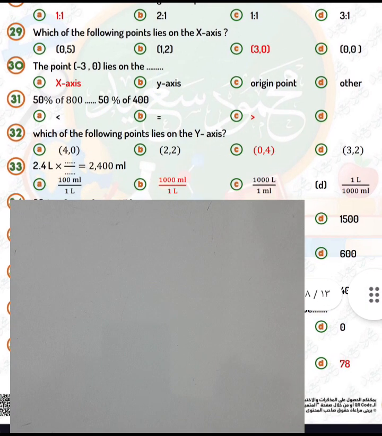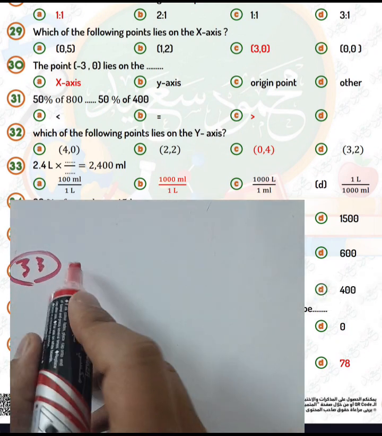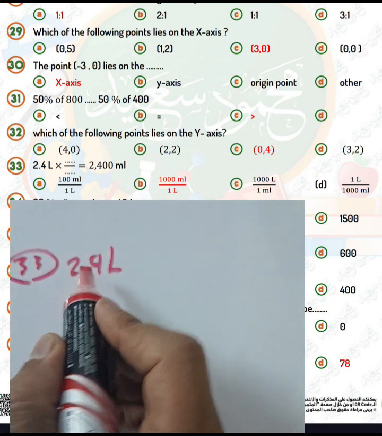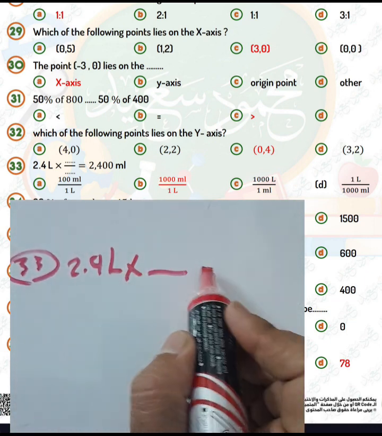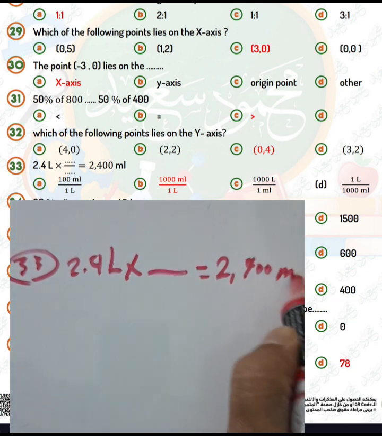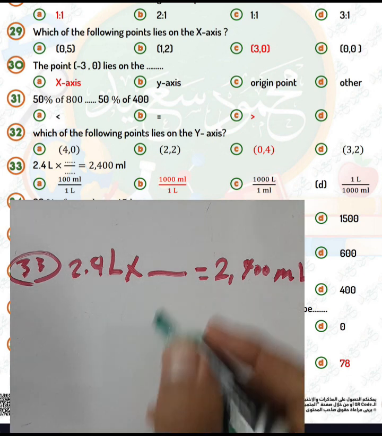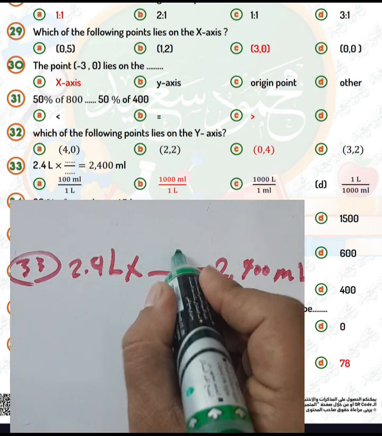Next, question 33. We have 2.4 liter product by what equals 2400 milliliter. To solve the example, we must convert from liter to milliliter. You must cancel these units. We must cancel the liter. Write liter down to cancel it, and write milliliter up.